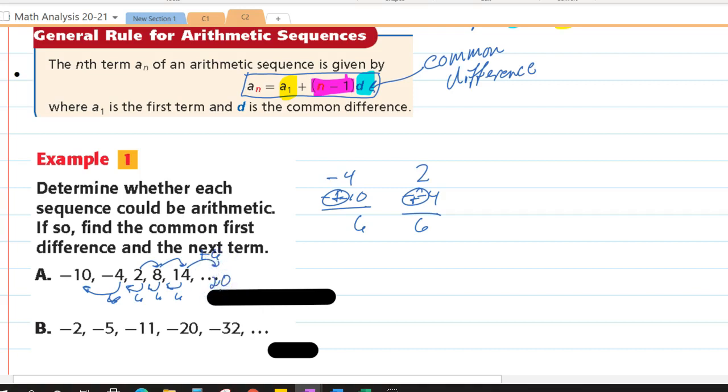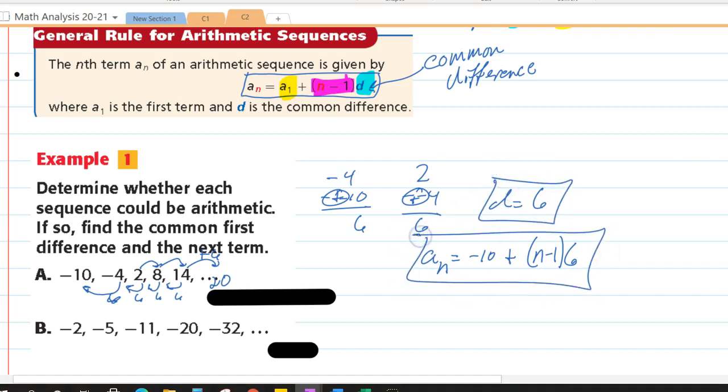So is this an arithmetic sequence? Yes, it is. What is our common difference? Our common difference is 6. If we were to write the formula, we would say a sub n is equal to, our first term was negative 10, negative 10 plus n minus 1 times 6. Now they wanted the next term, so we would say that the next term is 20. Always make sure that you answer the question. They wanted three things: the common difference, the arithmetic sequence, and the next term. That next term was the 1, 2, 3, 4, 5, 6th term. So you'd say a sub 6 is equal to 20.